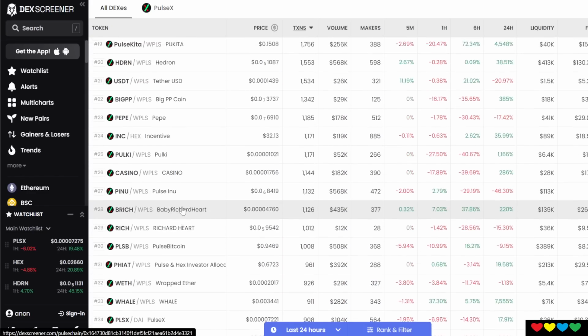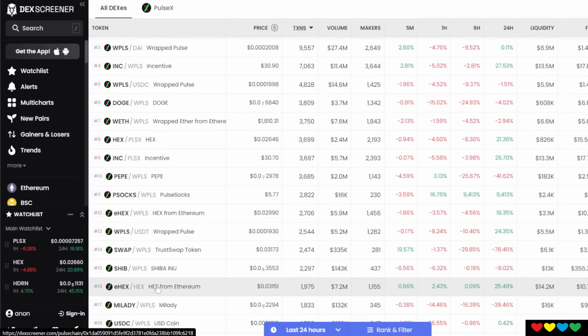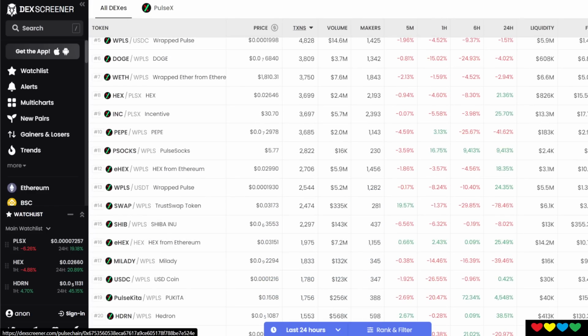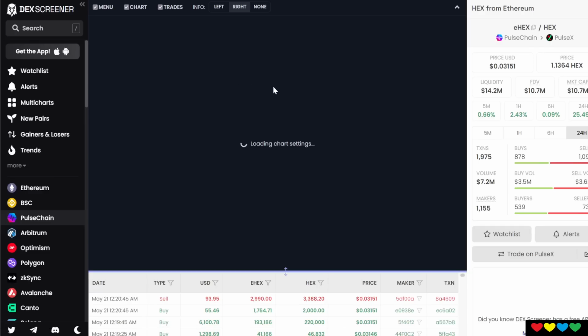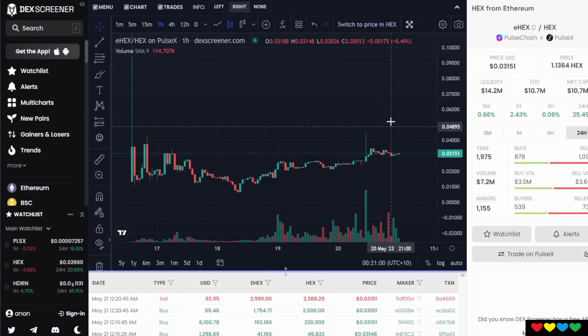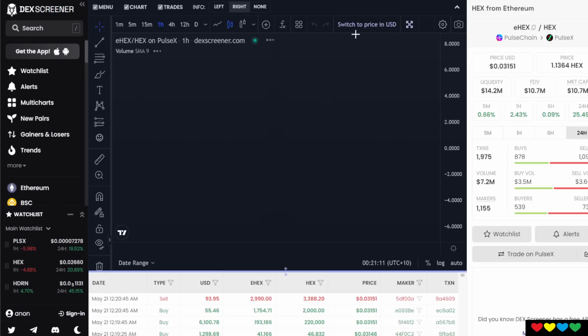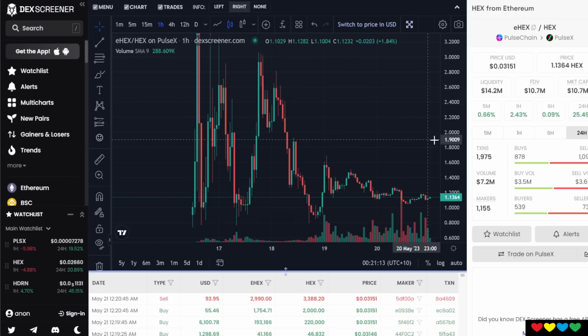Okay, so we're going to have to look for Hex from Ethereum. So sometimes it's pretty hard to see. Here we go. This is it. This is it. eHEX to Hex. Hex from Ethereum. We're going through this. And what you want to see is a very nice horizontal chart. This is it. I know this is a bit short term, but we're so new, friends. So eHEX to Hex. This is USD. All right, so we want to switch to up here. See this? We want to switch to it. This is what you're looking at, okay?